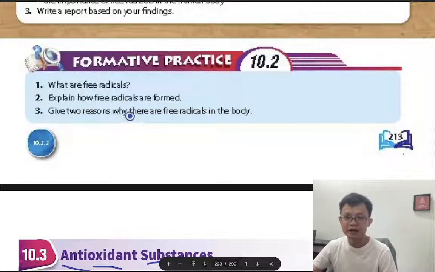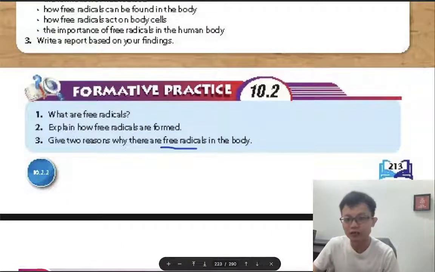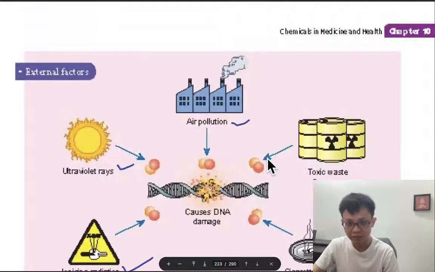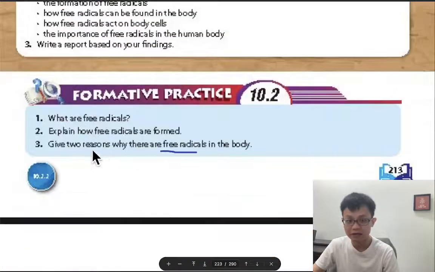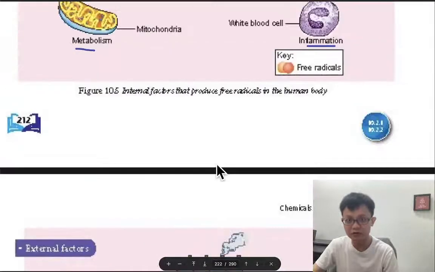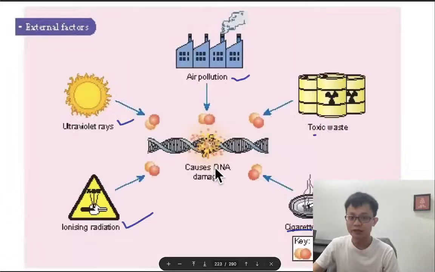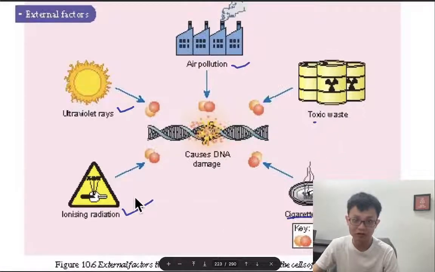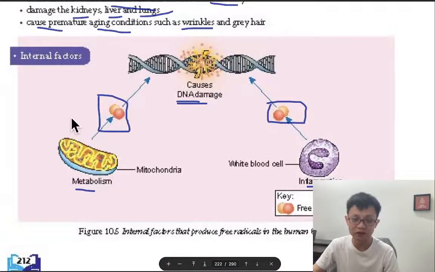Very good. Give two reasons why there are free radicals. Why are there free radicals in the body? Okay, so free radicals, of course, are due to the oxidation process, due to the things that we eat or the things that we are exposed to. So the question asks, give two reasons. So maybe you can say the person is exposed to external factors, like you get free radicals when you're exposed to ultraviolet rays, air pollution, toxic waste, or you have free radicals if you eat unhealthy things that cause internal factors like metabolism and white blood cells causing free radicals due to the food that you eat.